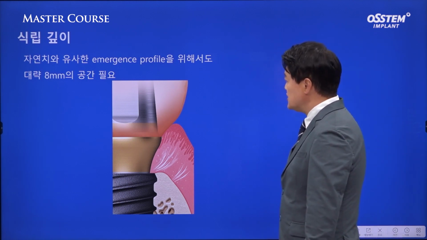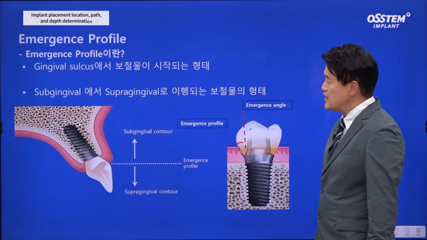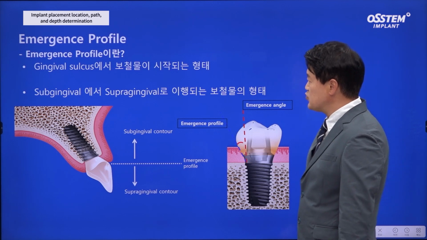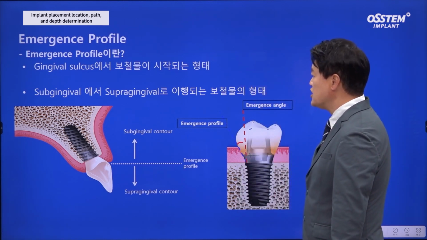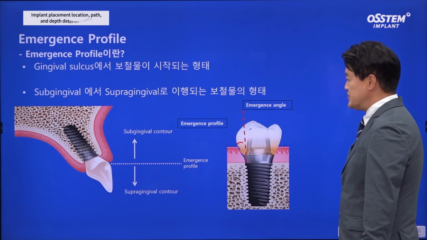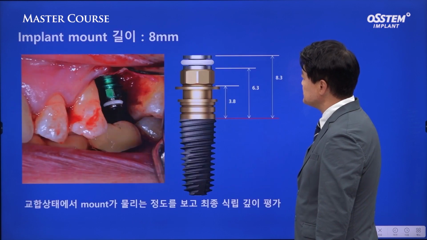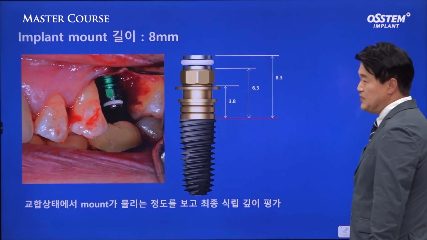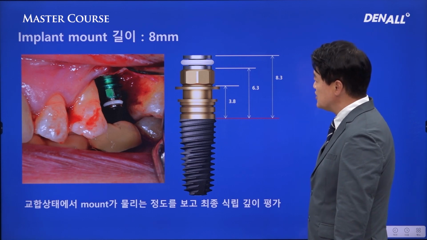In addition, for natural emergence profile, approximately 8 millimeter space is required. As you know, emergence profile is the starting form of the prosthesis at the gingival sulcus, the form of the prosthesis transitioning from subgingival to supragingival. 8 millimeter space, how can we ensure the depth?